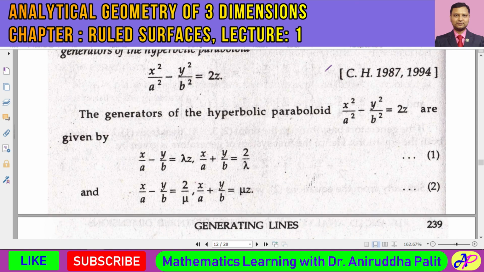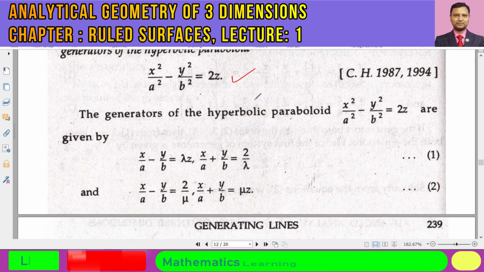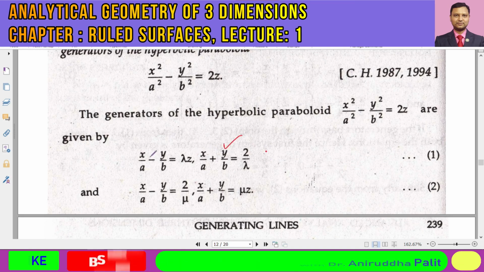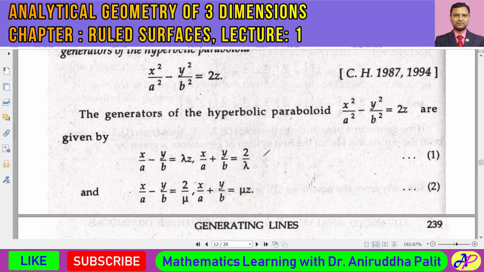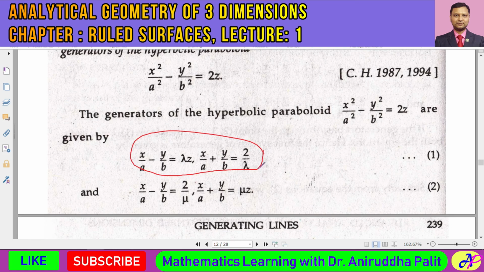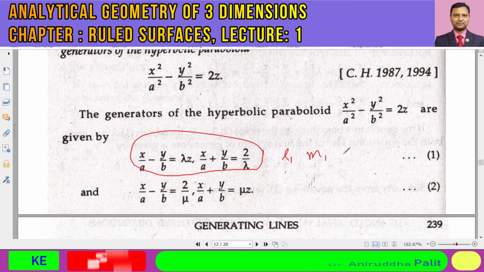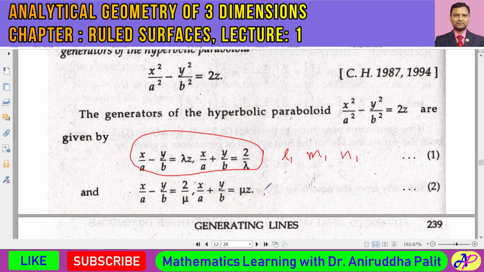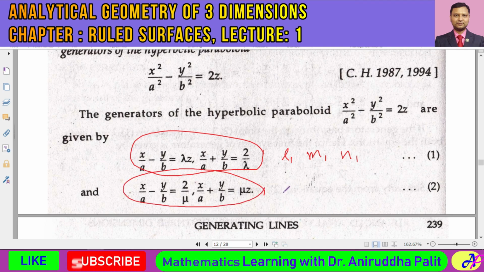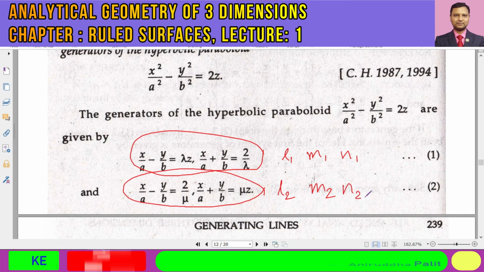How to find it? Already I have discussed that this hyperbolic paraboloid has two types of generators: one is the lambda system, another is the mu system. If you solve these two equations, the first equation and the second equation, you can easily find the direction ratio of this straight line. Let us call the direction ratio L1, M1 and N1. Similarly, if you consider the second system, you can find the direction ratio of the mu system. Let us call it L2, M2 and N2.